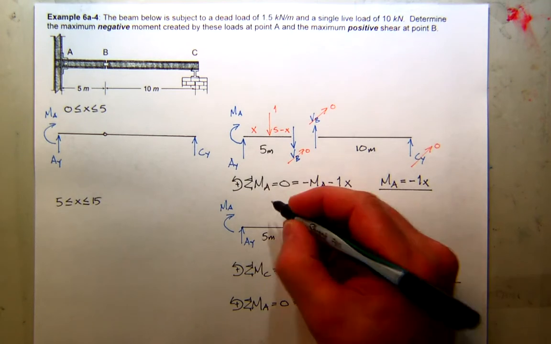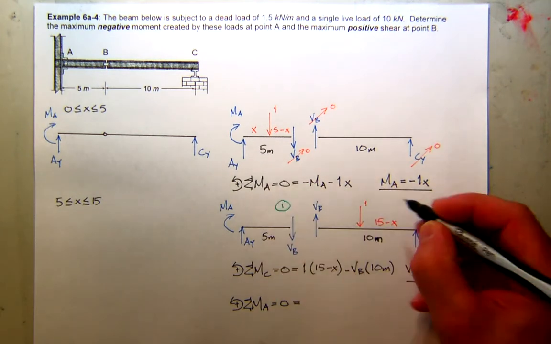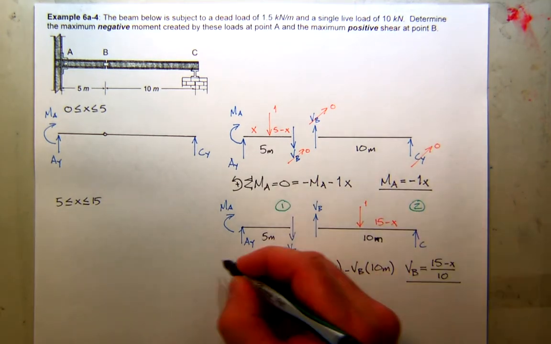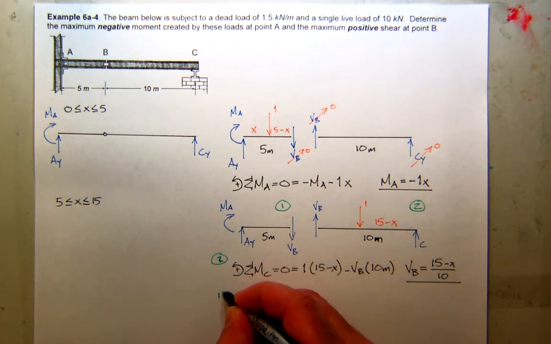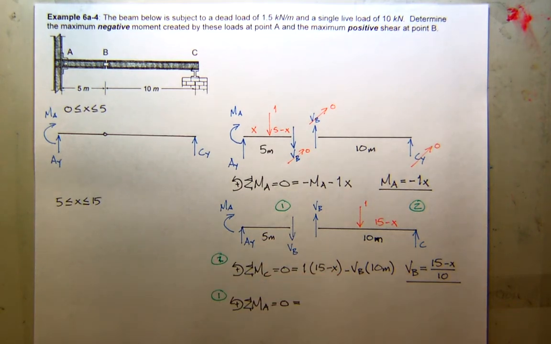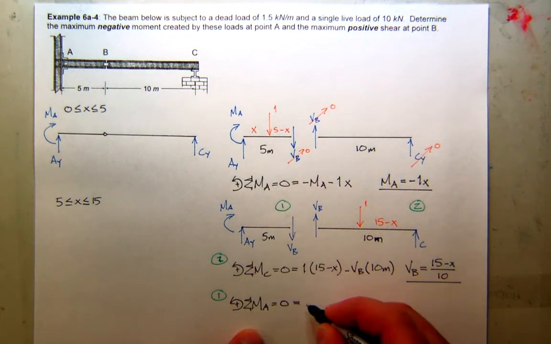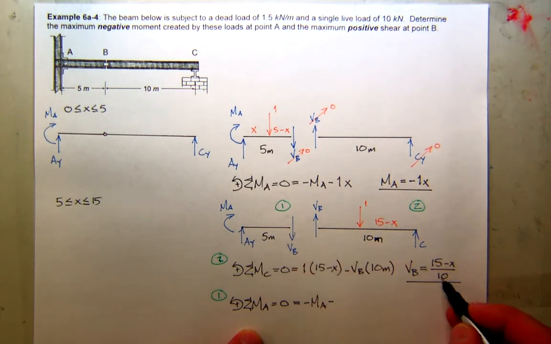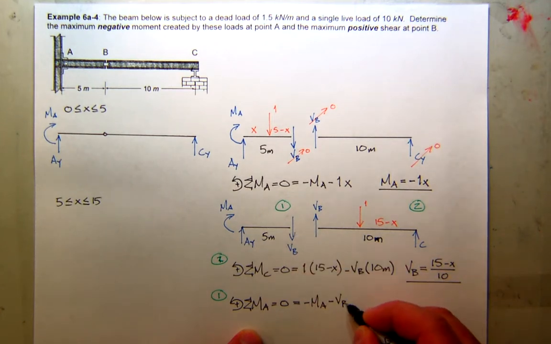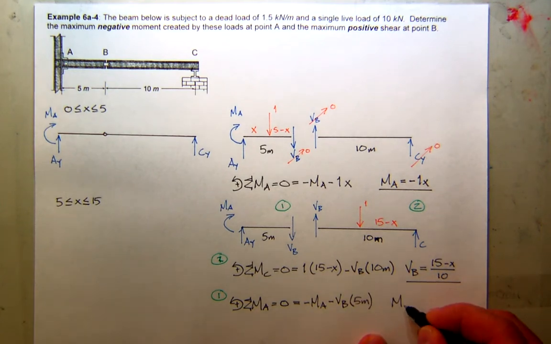Let me just do this, it might help. I'll call this free body 1, free body 2. This is from free body 2, and this equation is going to be from free body 1. Just have to keep track of them. So now when I sum moments about A, I get the internal moment A, which is negative, and then I get the shear at B times a moment arm of 5, so that I can solve for the moment at A.